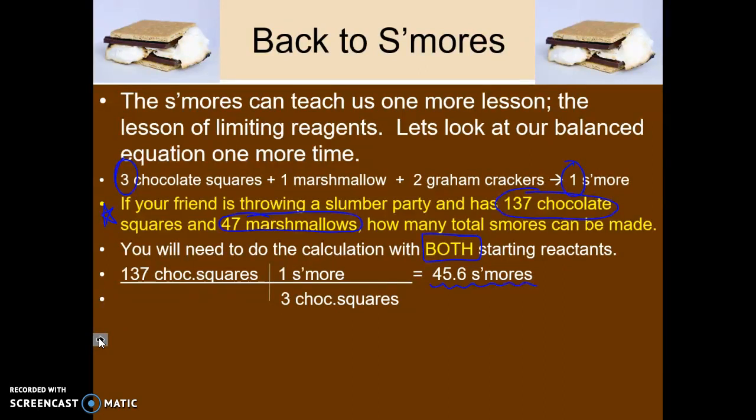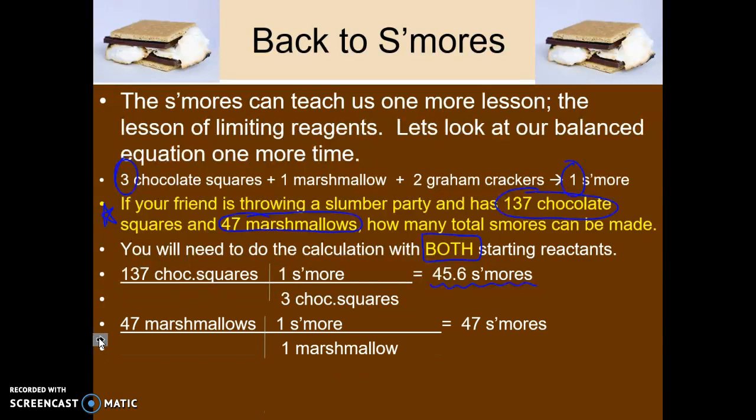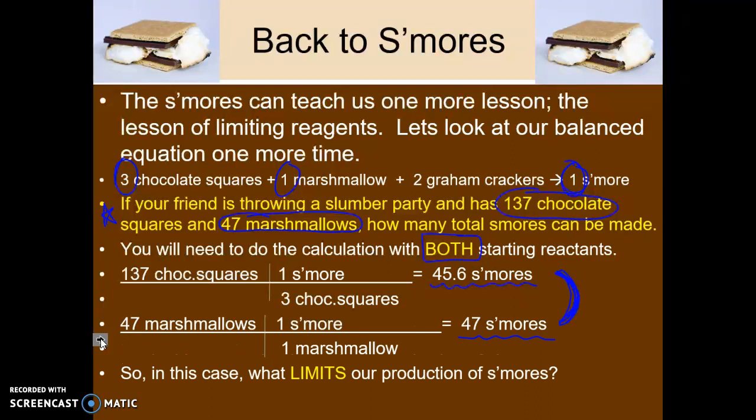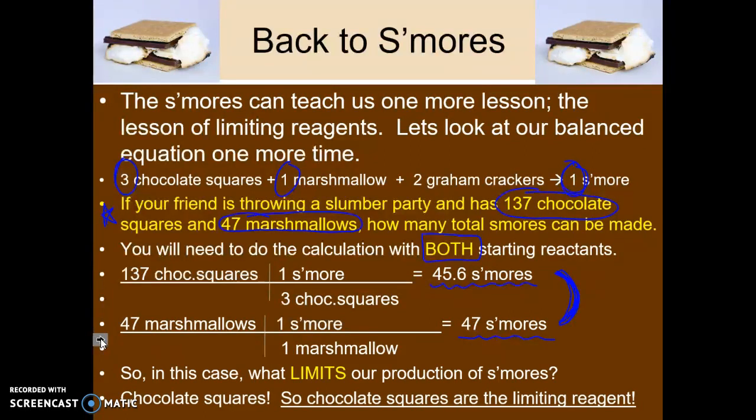Now, to compare and figure out which one runs out first, we also have to do the marshmallows. In this case, our ratio is 1 marshmallow to 1 s'more. It's a 1-to-1 ratio, and in this case, we produce 47 s'mores. So out of these two, whichever one produces less is going to limit how many s'mores you can actually have at the party. In this case, which one limits our production of s'mores? It's going to be the chocolate squares. So the chocolate squares here are the limiting reagent.